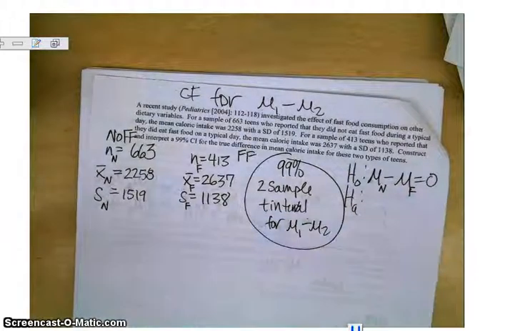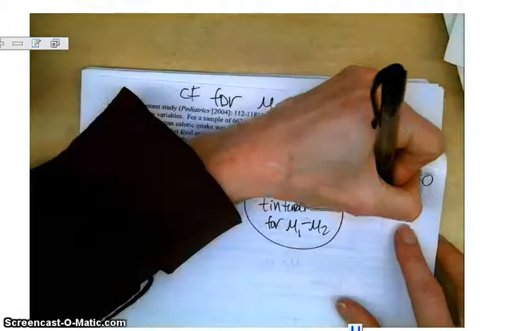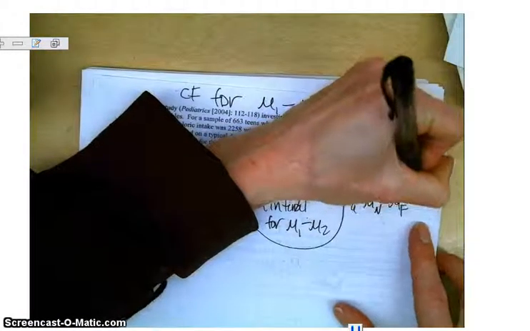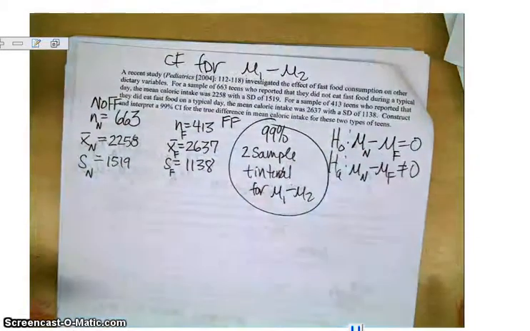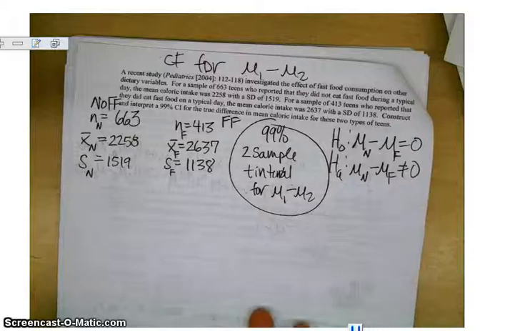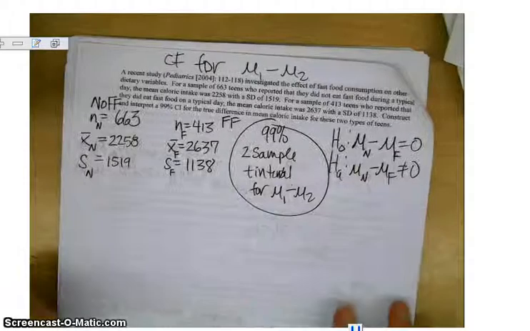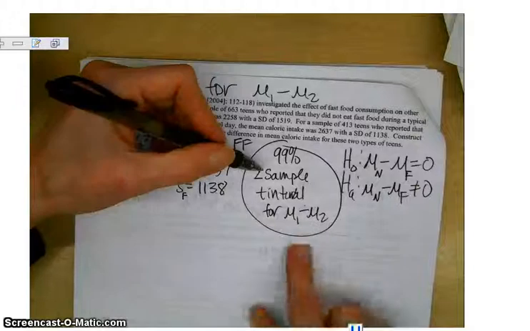So our alternative, now in a confidence interval, the alternative hypothesis should technically always be not equal to, okay? So this would be that the mean difference is not equal to 0. Okay, that's the alternative, because a confidence interval is always two-sided because you're always allowing room above and below the mean difference.